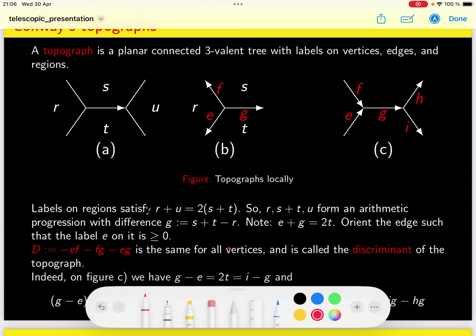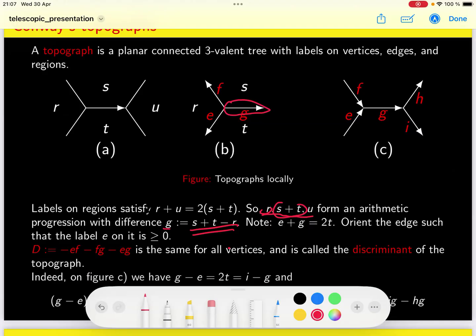Now, let's see that if we have such a relation, it's equivalent to say that the numbers R, S plus T, and U form an arithmetic progression, right? Because the sum of R plus U is just twice the middle one. And if you have such a progression, it's natural to consider its difference. So the difference is just S plus T minus R, or that's the same as U minus S plus T. And we can write this number G on the edge.